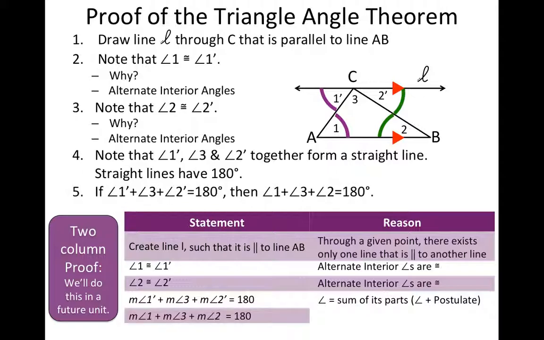Finally, I know that the measure of angle 1 plus angle 3 plus the measure of angle 2 equals 180 degrees. And I know that through substitution, because earlier I showed that angle 1 is congruent to angle 1 prime, and angle 2 is congruent to angle 2 prime. So this is a formal 2-column proof, and again, we'll do these later in the year.